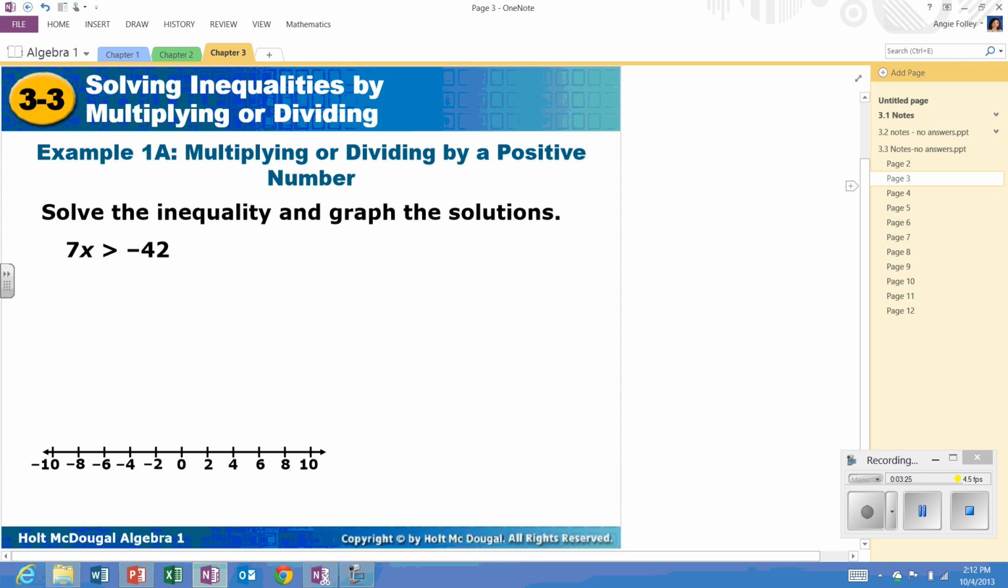So all I want you to do to solve this inequality is to treat it like an equation. So if you notice, the x is being multiplied by 7. So in order to get rid of the 7, we need to divide both sides by 7. 7 goes away. And x is greater than -6. So to graph it at -6, we're going to do an open circle because it's just a greater than sign. And then it says x is everything greater. So it's everything to the right.